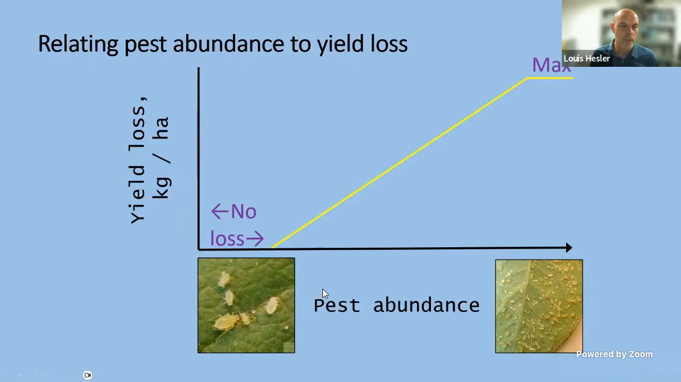And that's depicted by the yellow line that goes there until a point where the pest abundance can become so severe that it's essentially robbed the plant of all the yield and there can be no more yield loss. So there's a maximum yield loss that can be achieved once the pest abundance reaches a certain high level.